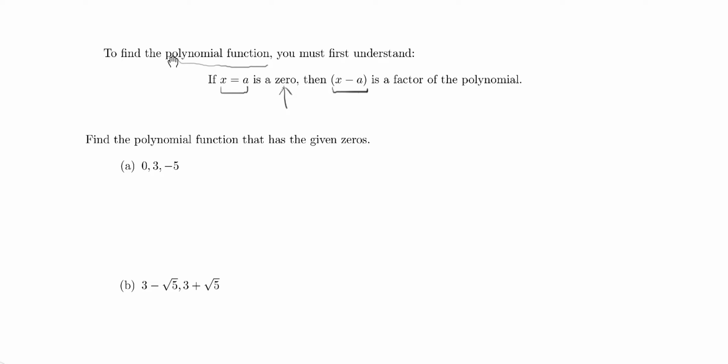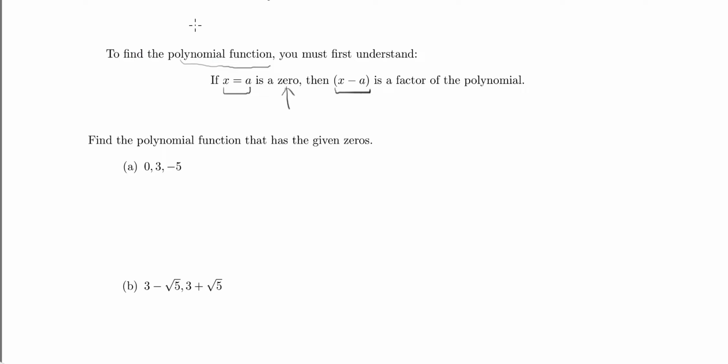So let's look at example question A. Find the polynomial function that has the given zeros. We have these zeros here. What this tells me is that x is equal to 0, x is equal to 3, and x is equal to negative 5. What we're going to do is take these zeros and convert them into their factors.